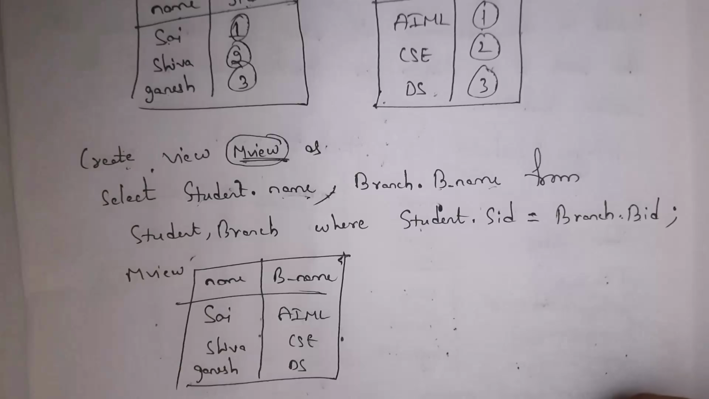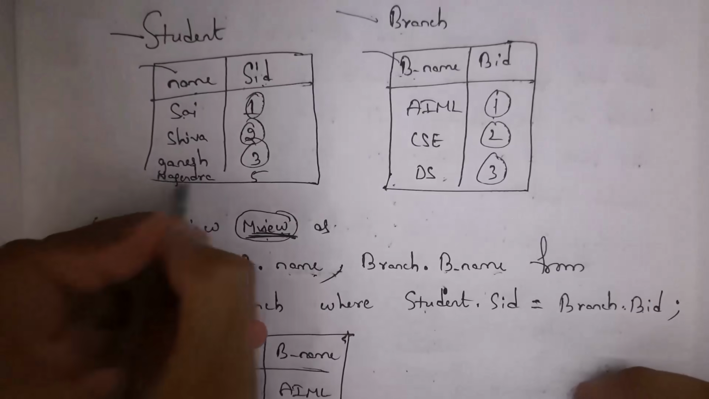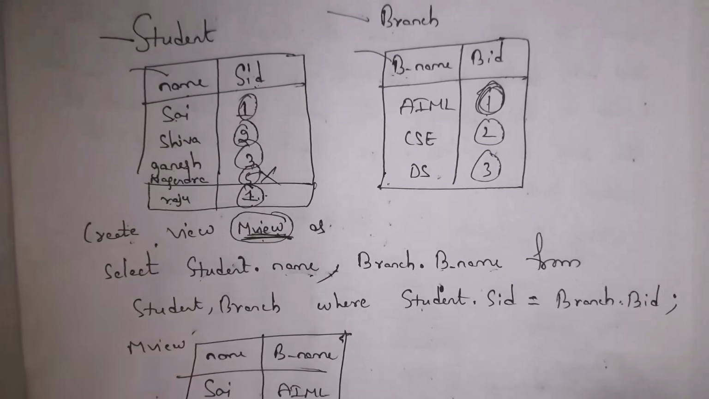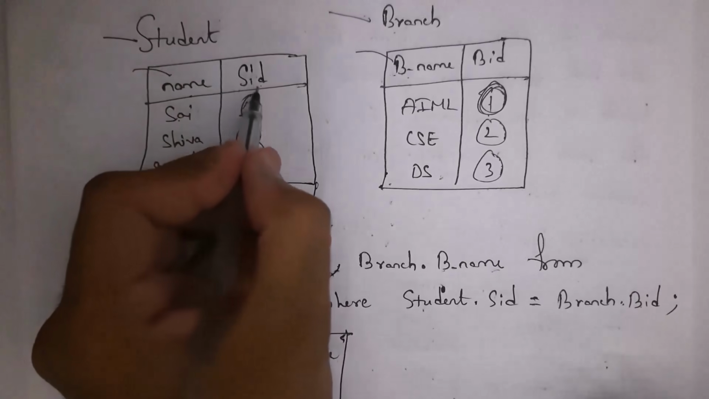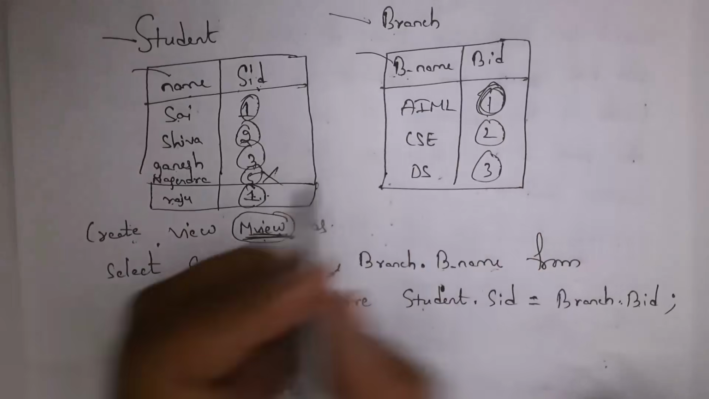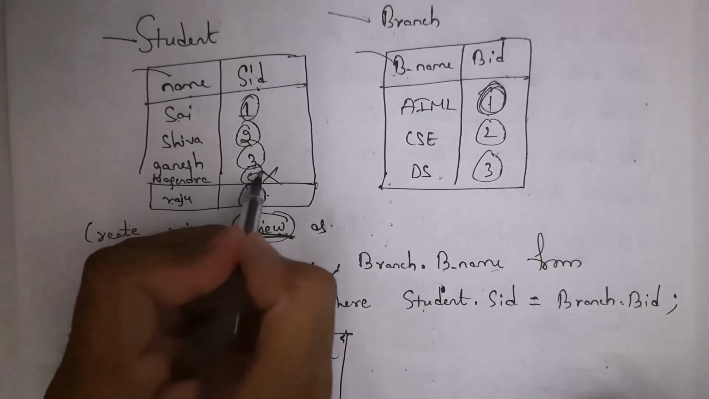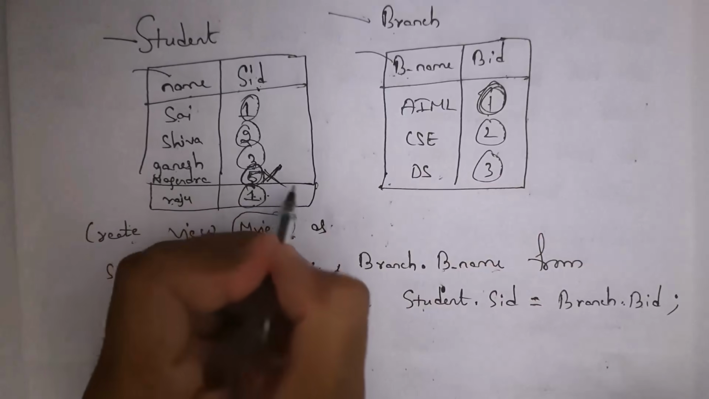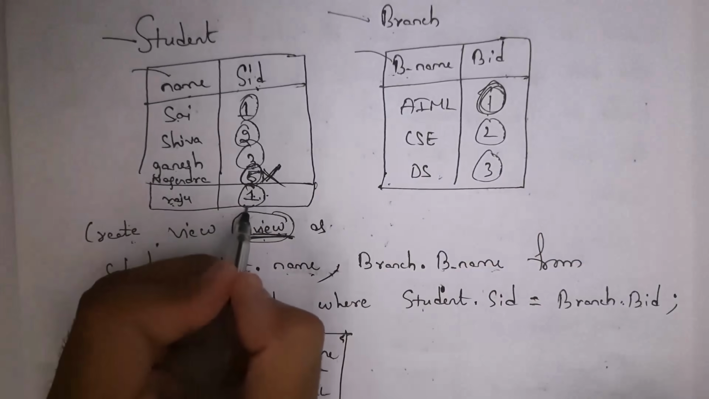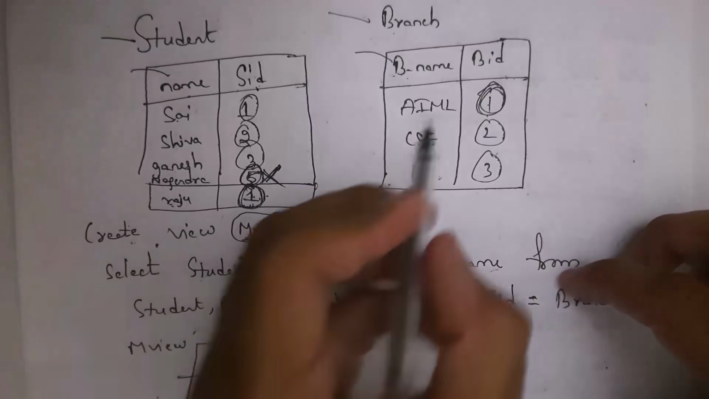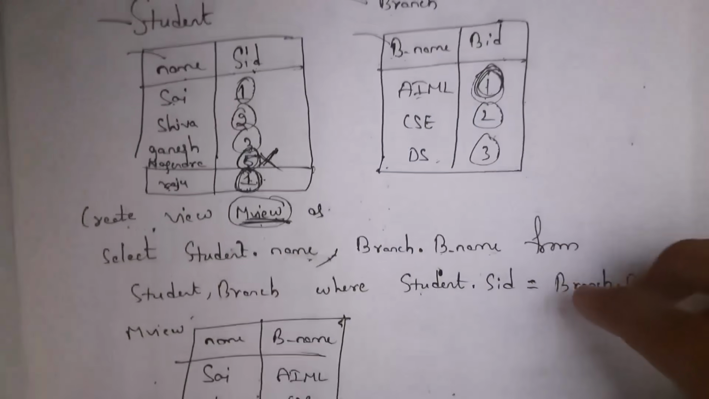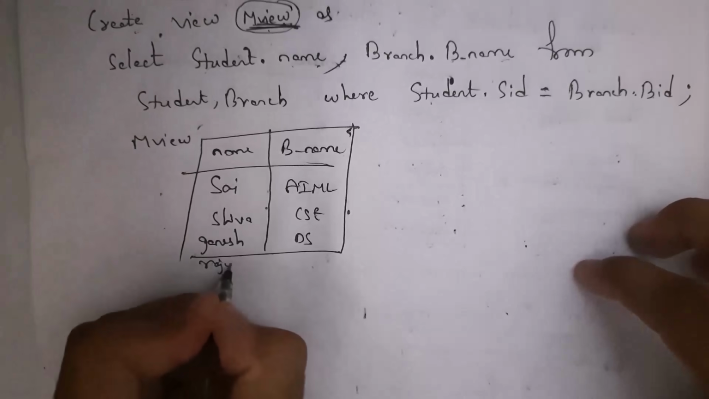This is the mview data. For example, in the student table there is Nagendra 5 and Raju 1. I gave the condition, that is student.sid is equal to branch.bid. If you observe Nagendra, for Nagendra there is 5. In this column 5 is not present, so it will not select this record. And next Raju 1. Here for Raju there is 1 and here for AML there is 1. So it will select Raju AML.